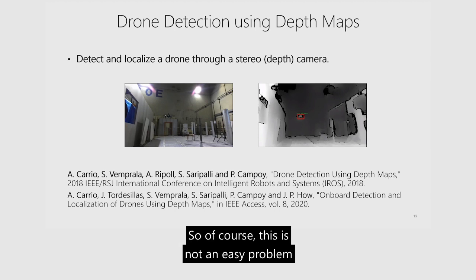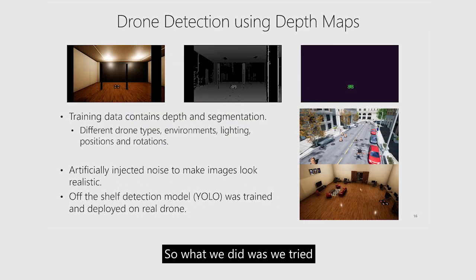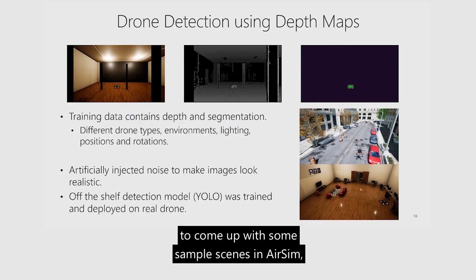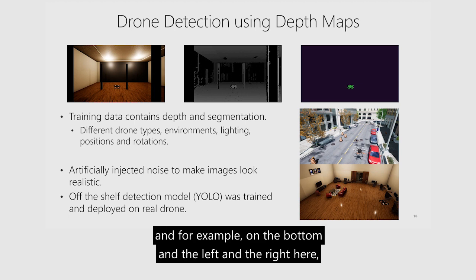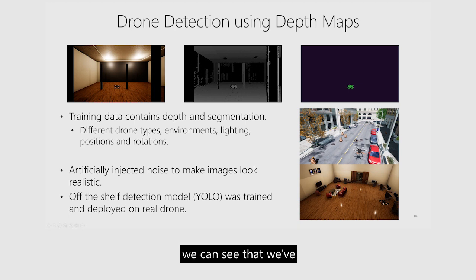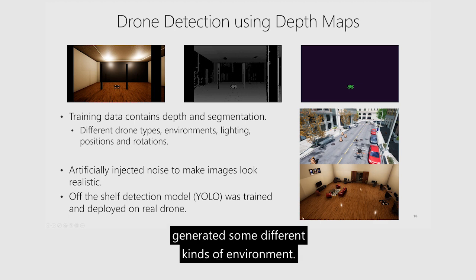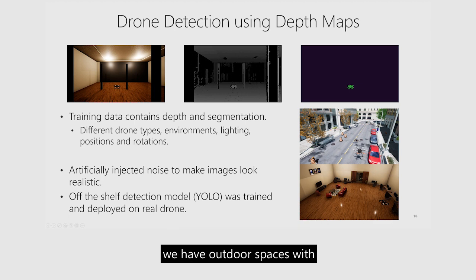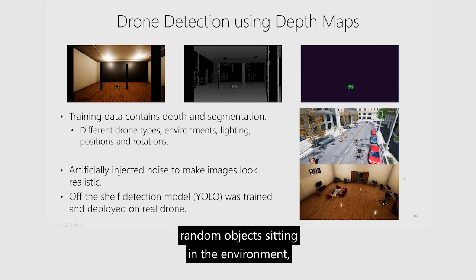Of course, this is not an easy problem because drones can be of different types. The environments can be of different types. There are different kinds of lighting, et cetera. So how can we leverage a simulation like AirSim to help us with this task? What we did was come up with some sample scenes in AirSim. For example, on the bottom, on the left and the right here, we can see that we've generated different kinds of environments. We have indoor spaces, and outdoor spaces with random objects sitting in the environment, and all of this can be designed by the user.